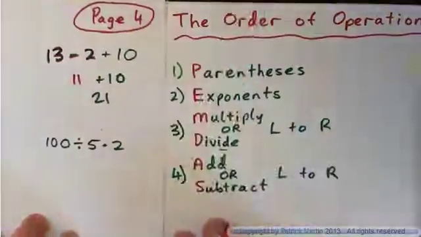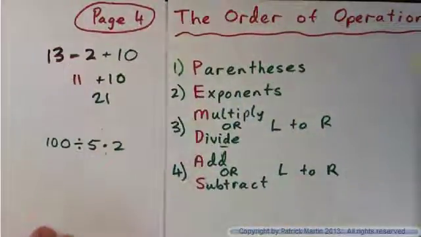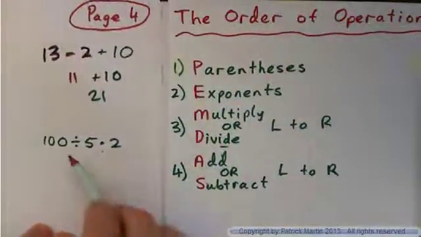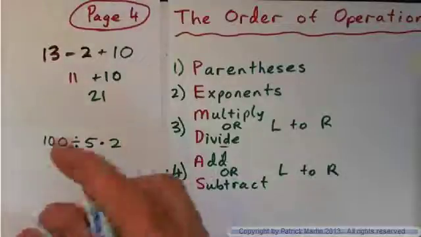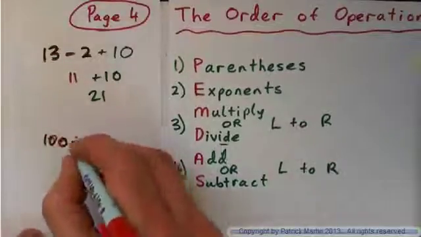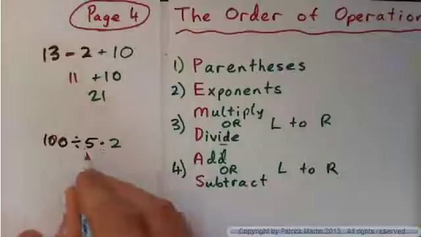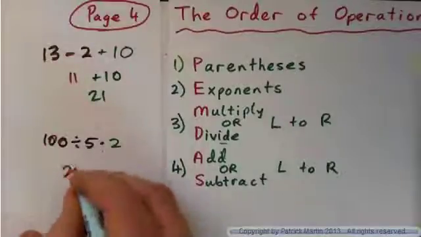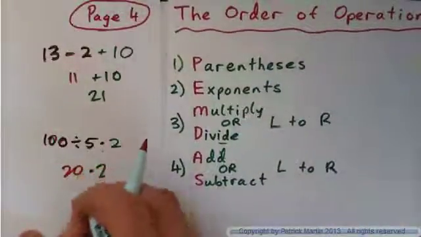On this one, we have a division and a multiplication. These have the same level of importance. We're supposed to go from left to right and do whichever division or multiplication appears first. So 100 divided by 5 is what we see first, and that gives 20. 20 times 2 is 40. Okay.